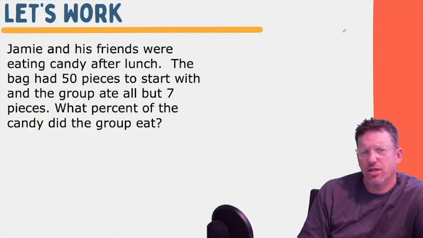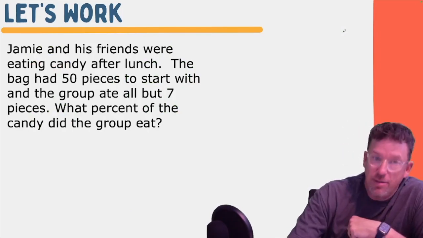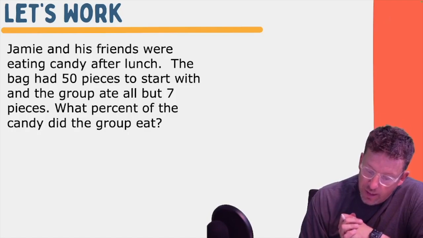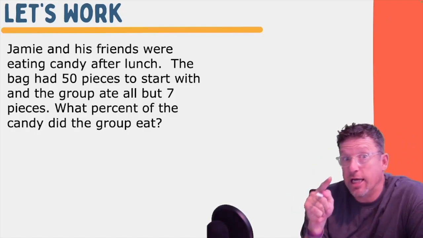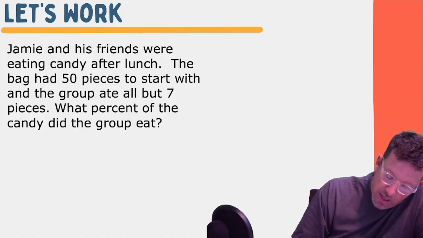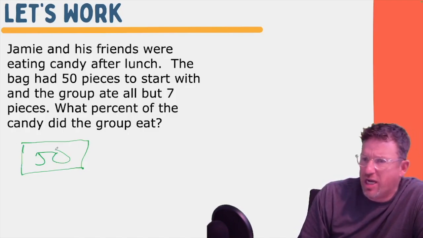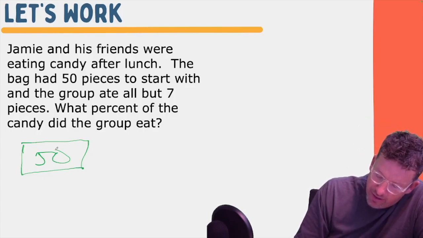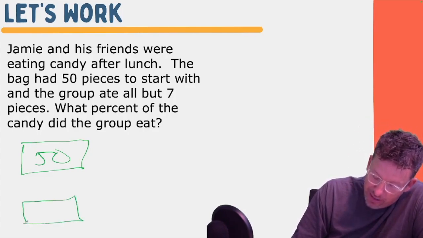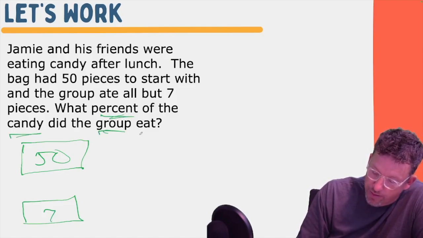Okay. Now let's look at it in a word. Remember I told you it might be in a real world situation, a word problem, if you will. So Jamie and his friends were eating candy after lunch. Classic kids. And I bet if I really looked into it, they were eating the candy before the lunch. Anyway, they had this big old bag of candy. And in that bag of candy, there were 50 pieces. And when they got done eating, they ate all but 7. What kind of candy eating session are we talking about here? Anyway, so at the end of it, there was 7 pieces left. So the bag only had 7 left. What percent of the candy did the group eat?